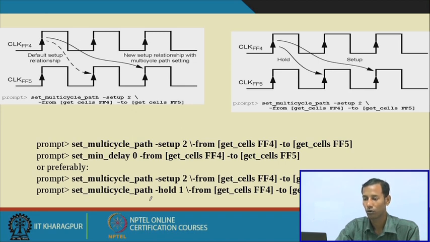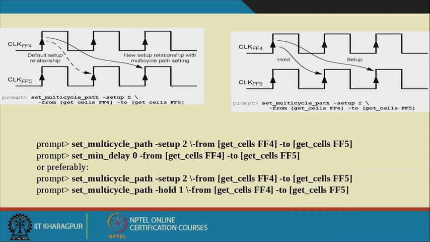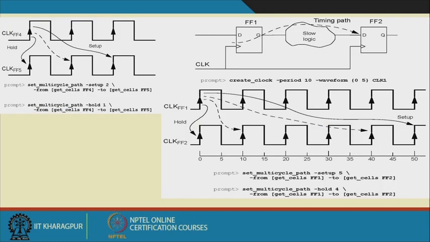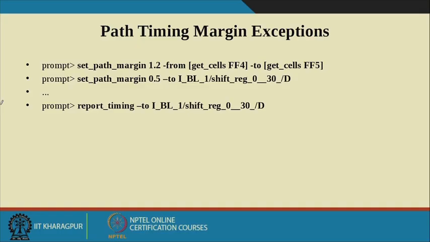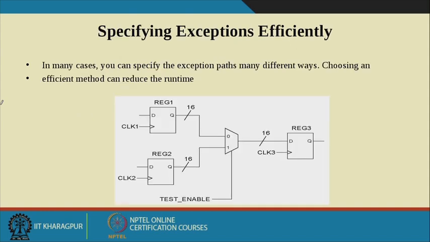This is how you can set the multi-cycle path, and if you set it, the waveform will work as shown. These are examples of how to set the multi-cycle path, and the value of the multi-cycle path is based on the corresponding delay, or how many clock cycles the combinatorial logic is passing through. Then timing path margin, that means exceptions, you can also put, but I am not going into the details of that.